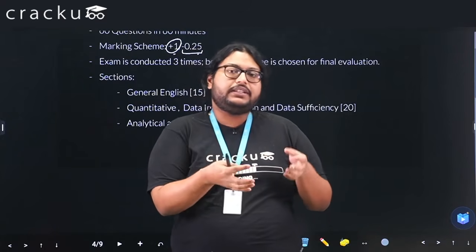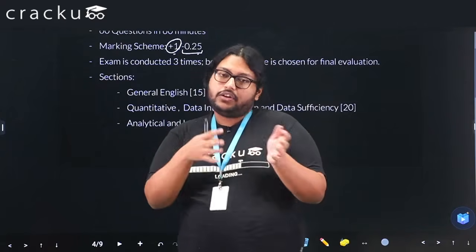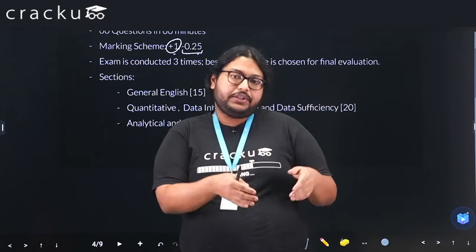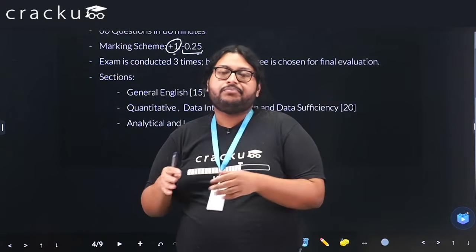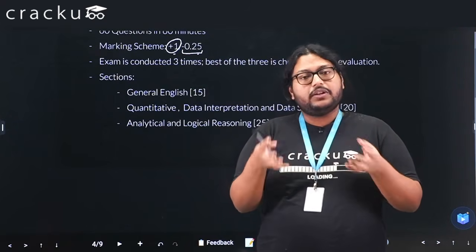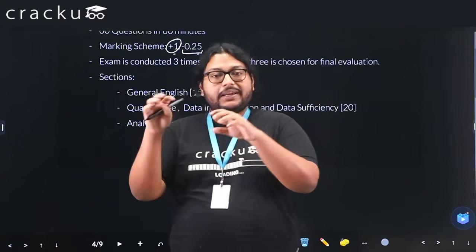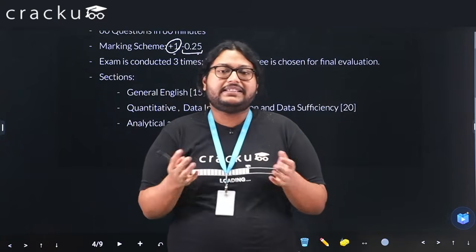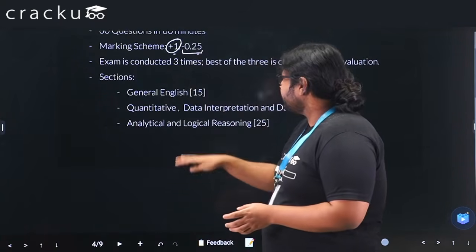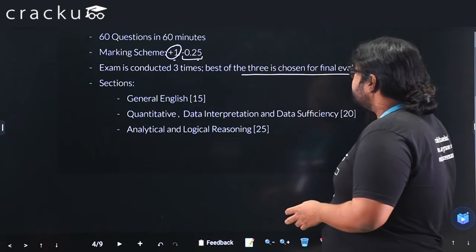Obviously, you'll have to pay the fee each time. So let's say you're appearing for all 3 slots. You'll have to pay 2250, 2250, 2250. And the best score that you get from all 3 attempts is chosen as your final score, and based on that, all the percentiles and everything are calculated. There is no normalization. Best of the 3 is chosen.